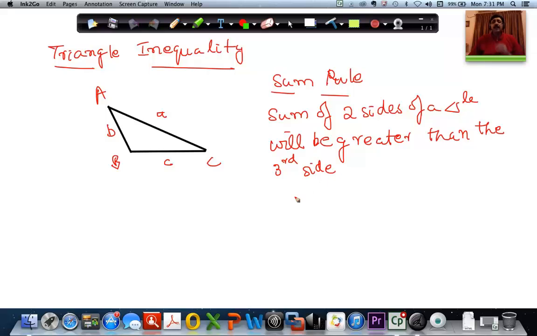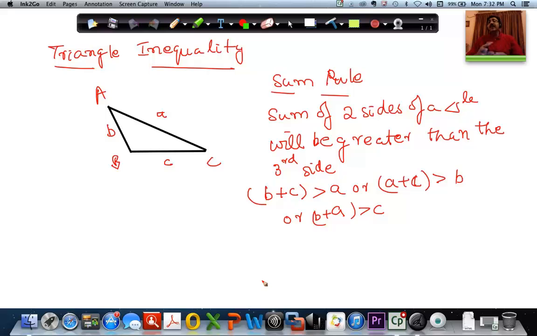For example, here we can say that b plus c will be greater than a. Or I can say a plus c will be greater than b. Or I can say b plus a is greater than c. So I can come out with all these conclusions.